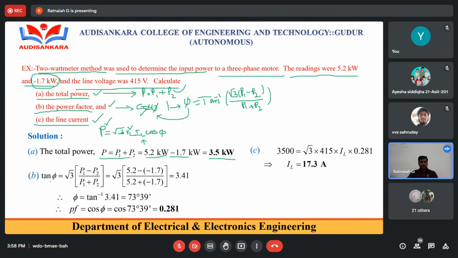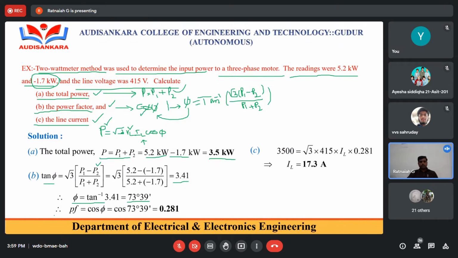So therefore, tan phi we need to calculate: root 3 into P1 minus P2 by P1 plus P2. Root 3 times of 5.2 minus, where the next wattmeter reading is negative already, so minus of minus 1.7, divided by 5.2 plus minus 1.7, which gives 3.41. Then what is the phi? Phi is equal to tan inverse of 3.41, and it gives 73.39 degrees.